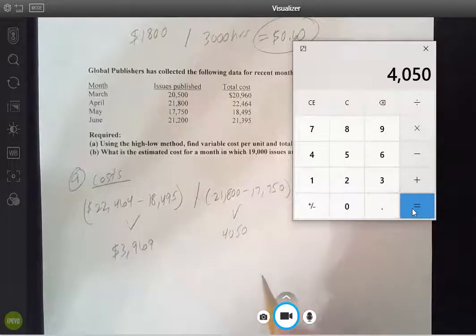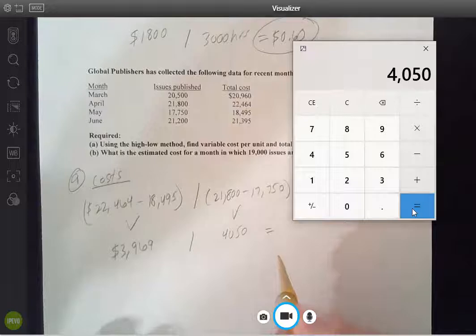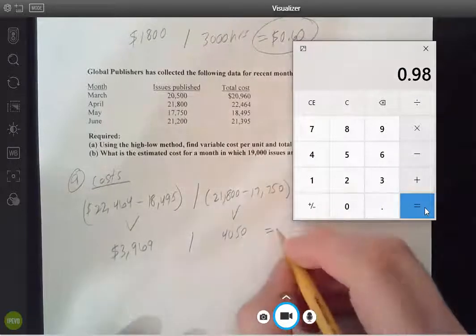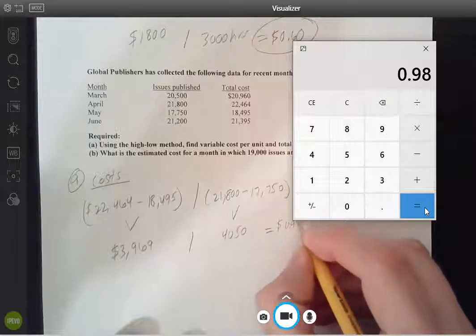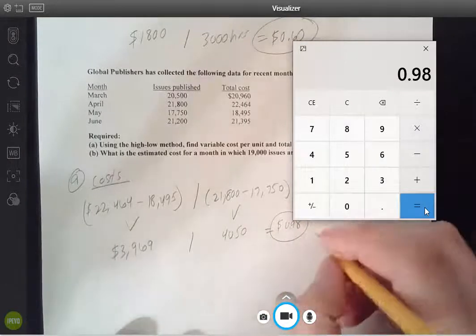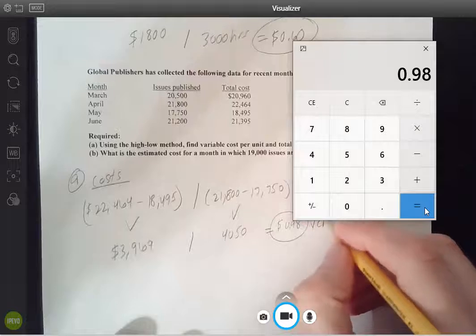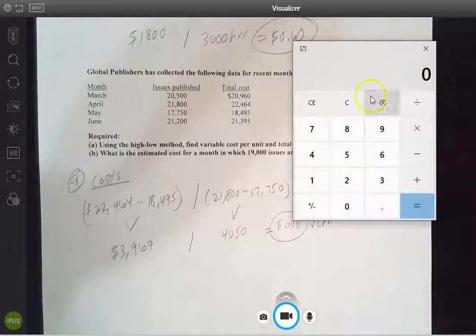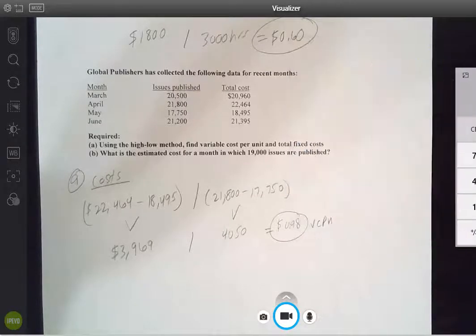Okay. So let's see what we have here. 3,969 divided by 4,050 equals 98 cents. And this is our variable cost per unit. All right. So we've already done that before. So we also have to determine what is our total fixed cost. See, it says it right there. That's what we have to figure out.